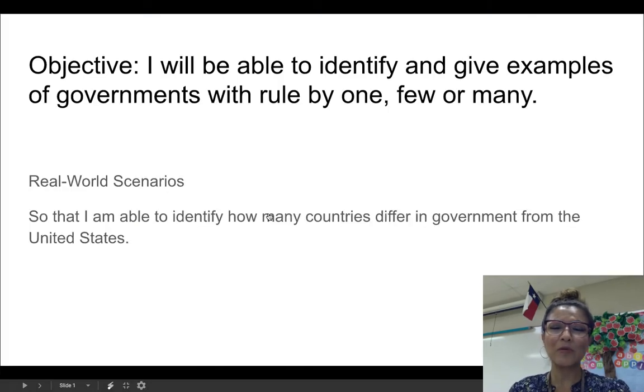So today's objective, you'll be able to identify and give examples of governments with rule by one, few or many. You're going to see as we're going through that some countries have rule by one, rule by few, or rule by many, right? Think of us. We have representatives. We have the executive branch, who you have your president, your vice president, and then his cabinet members. Then you have the legislative branch, where you have your House of Representatives and your senators, and then your judicial branch, and these are your supreme justices, right? And we will learn about them a lot as we go through the school year.